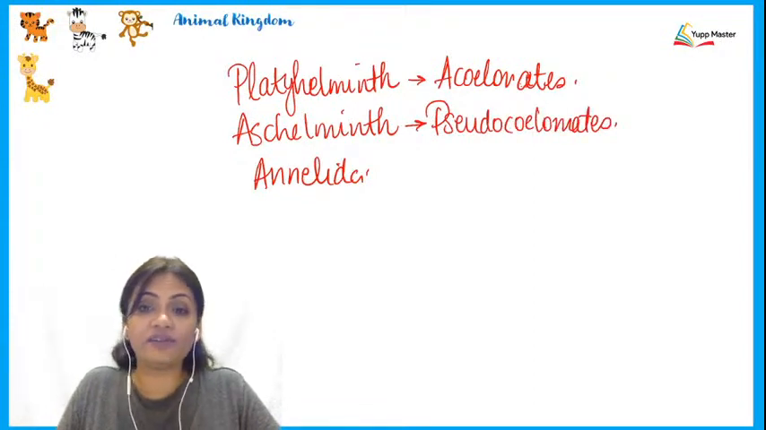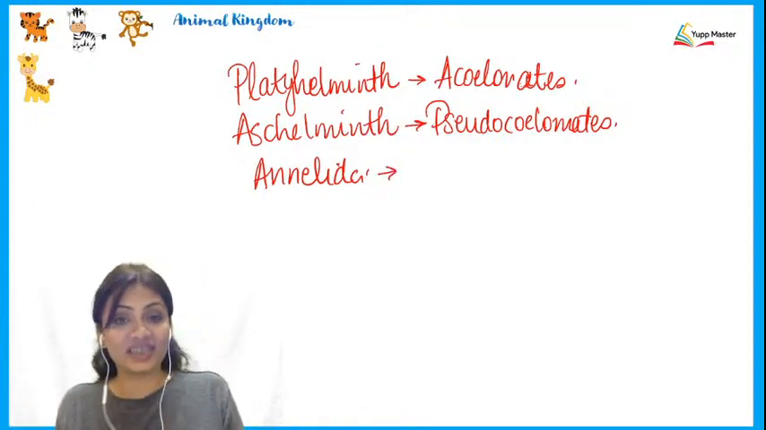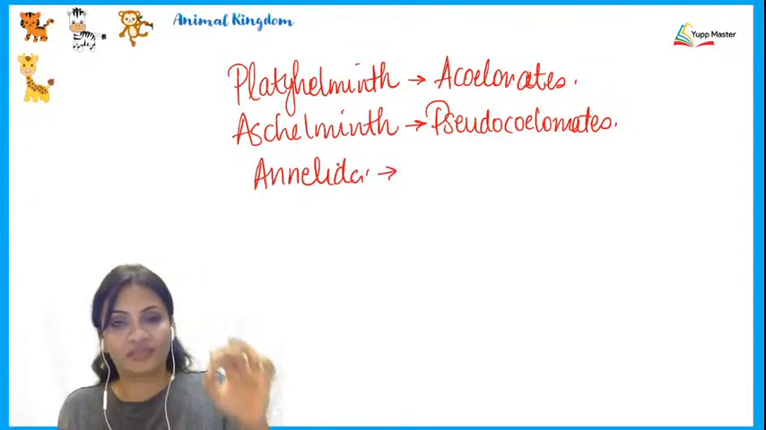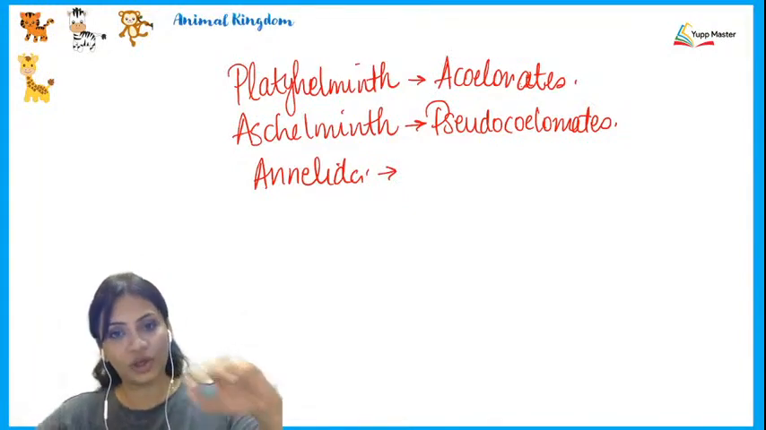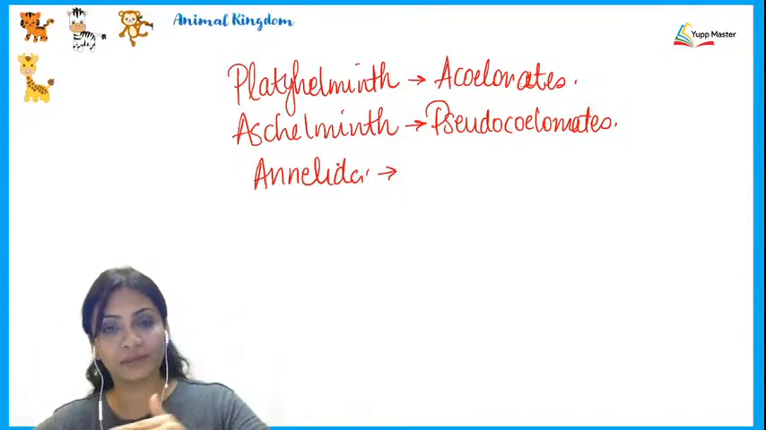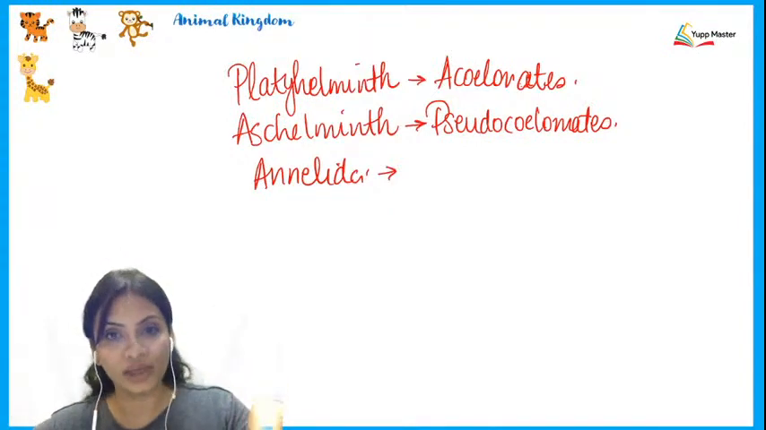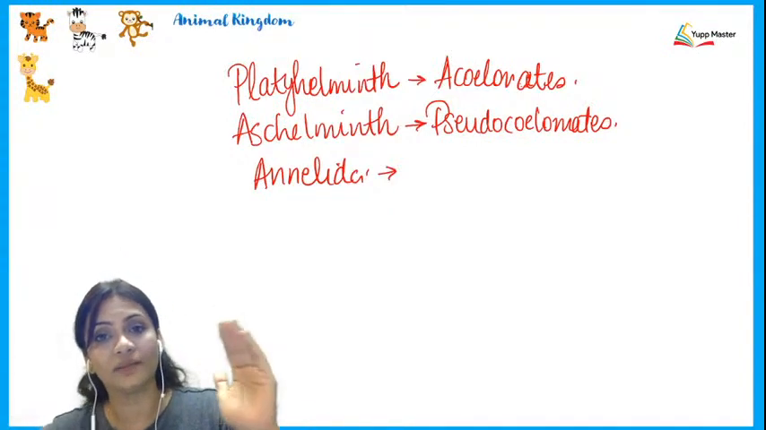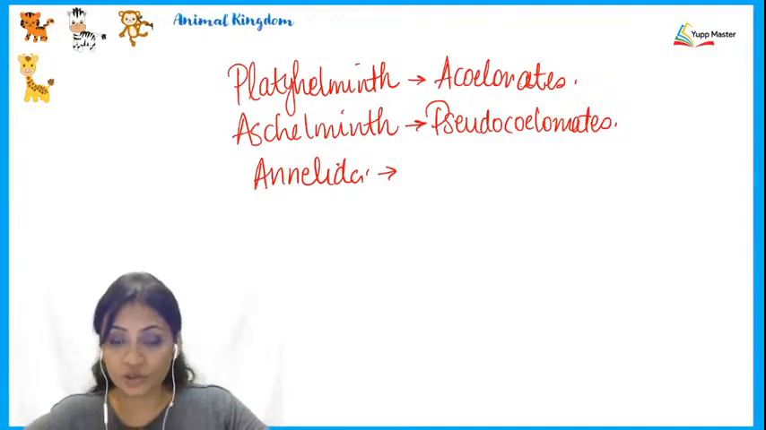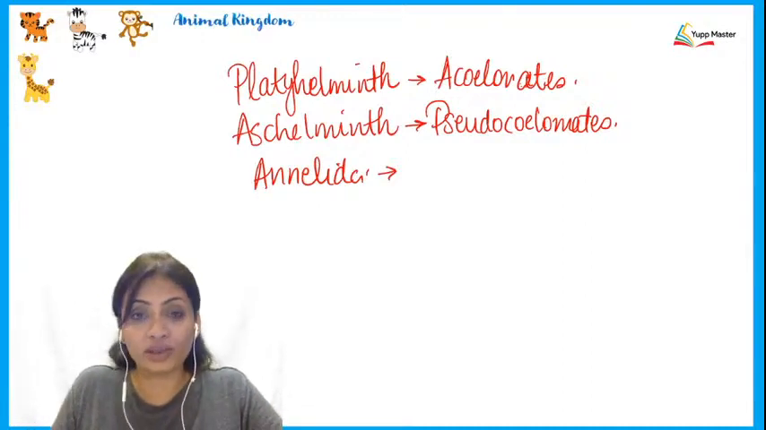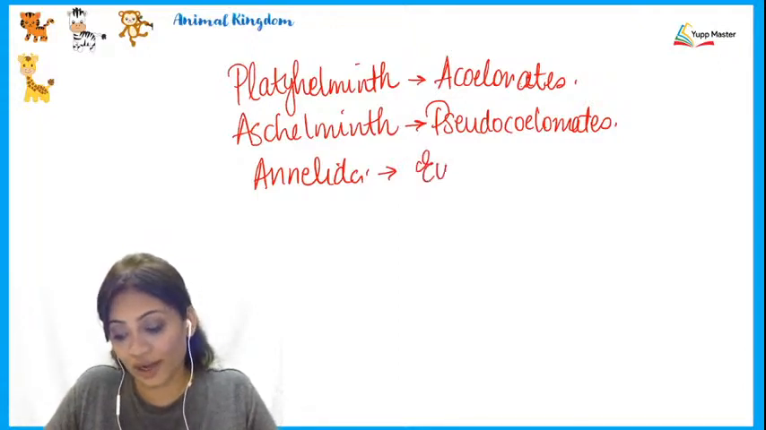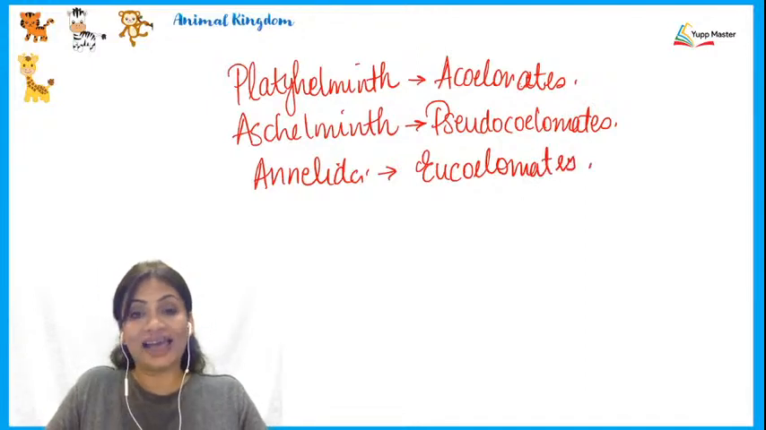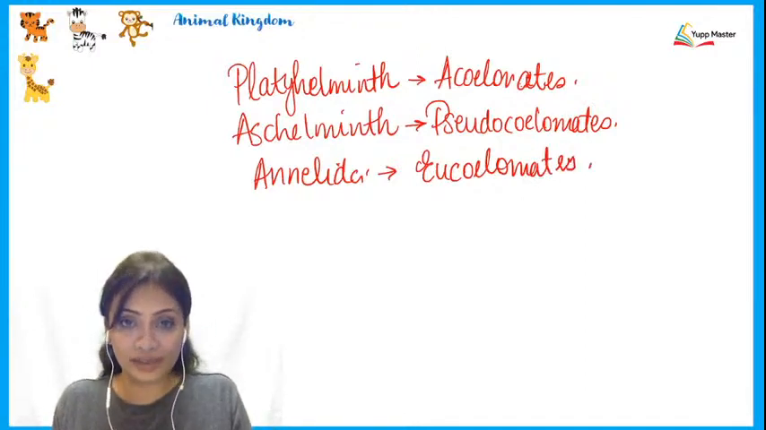And today when we're talking about Annelida, this is the phylum from where the true coelomates are going to begin. Each and every organism after the phylum Annelida, including the phylum Annelida and all phyla after this, is going to be categorized according to the coelom as true coelomates. I may also call true coelomates eucoelomates. So when we're talking about Annelida, we have a true coelomate type of body.